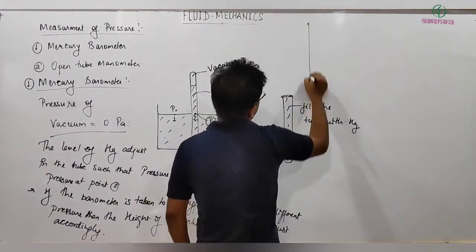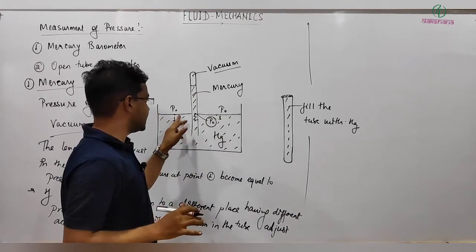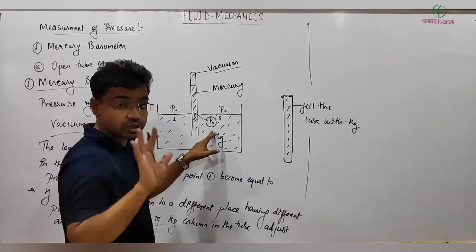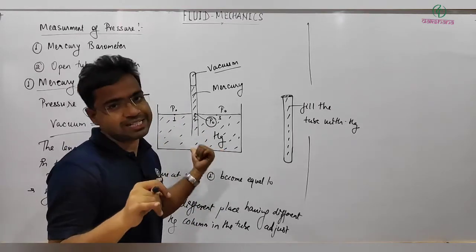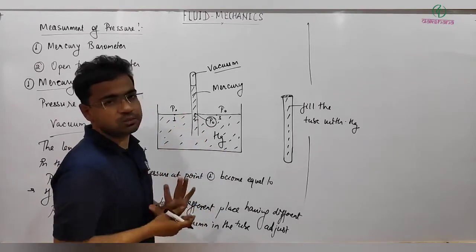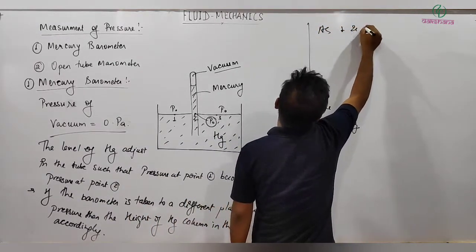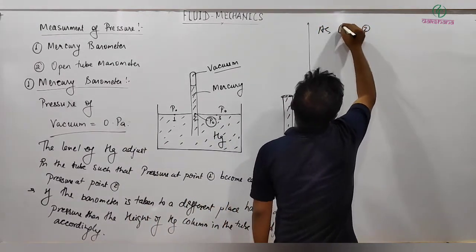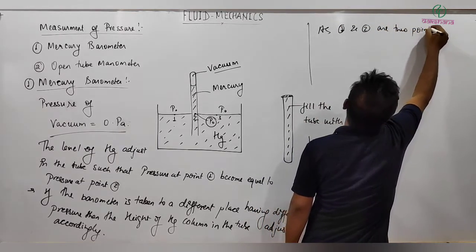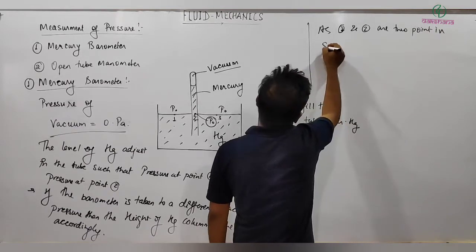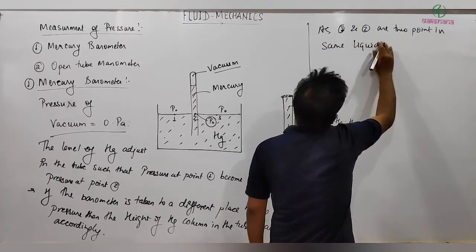Now how do we understand this? Here we know the density of the liquid. The concept is that 1 and 2 are two points in the same liquid at the same level, so the pressure at 1 must be equal to the pressure at 2, as 1 and 2 are two points in the same liquid at the same level.